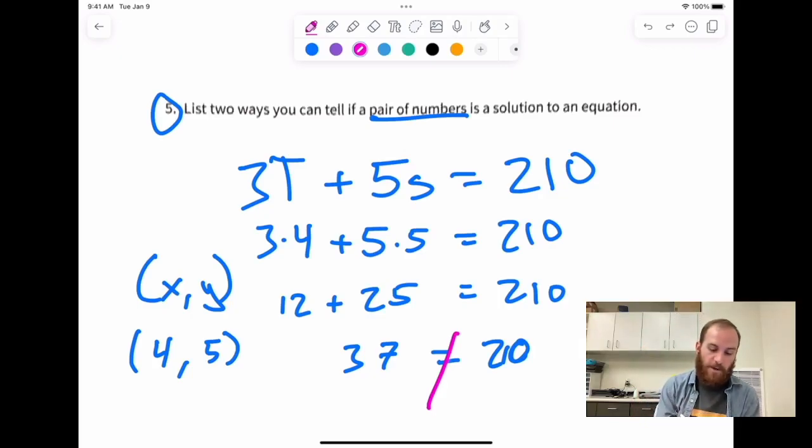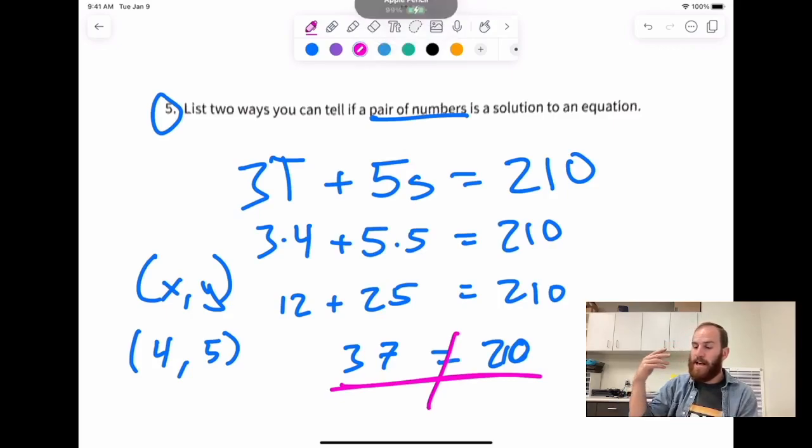But anyway, as I said, this is not a solution. If the coordinate does make the equation true, it is a solution. If you've done that activity, you are good to go. Go ahead and work on the review assignment and then work on the practice problems for today.